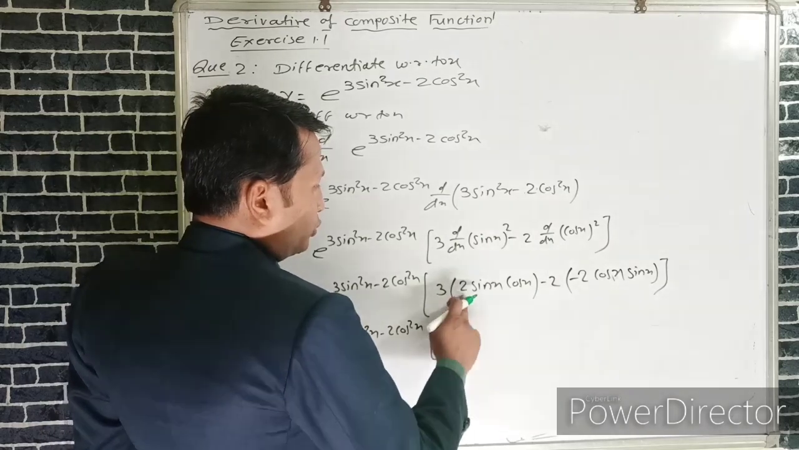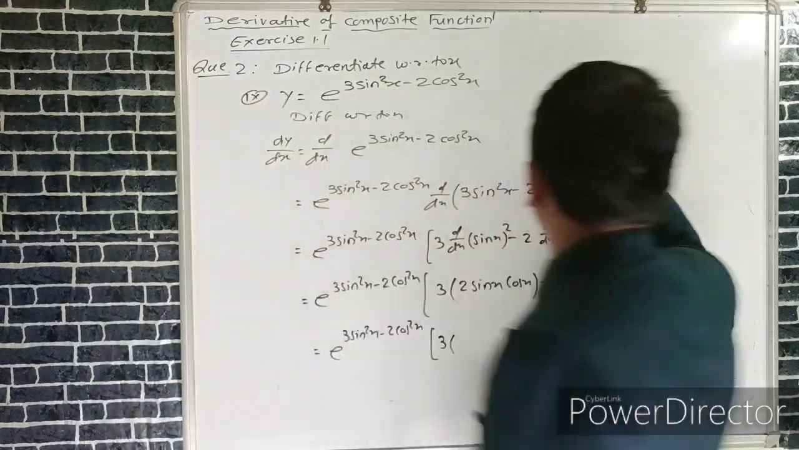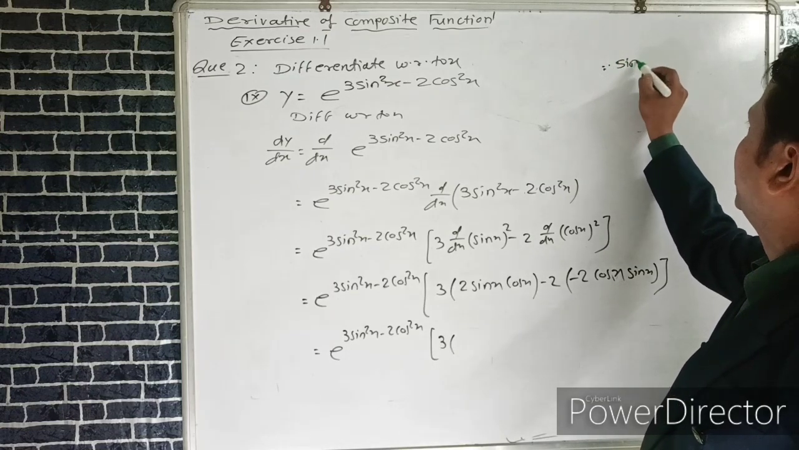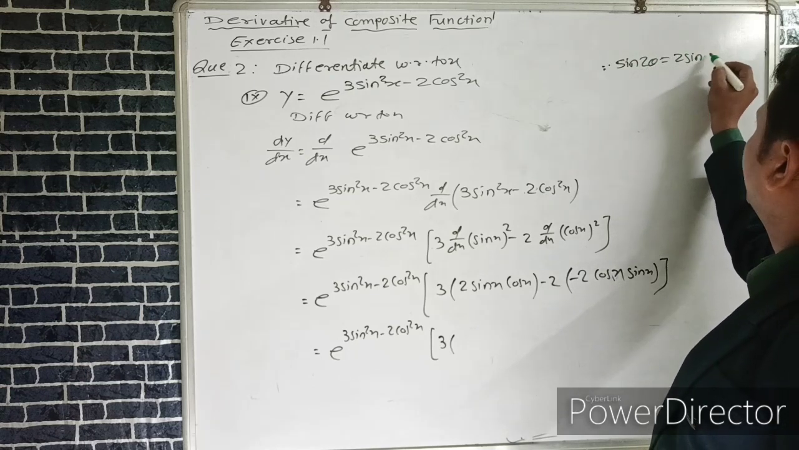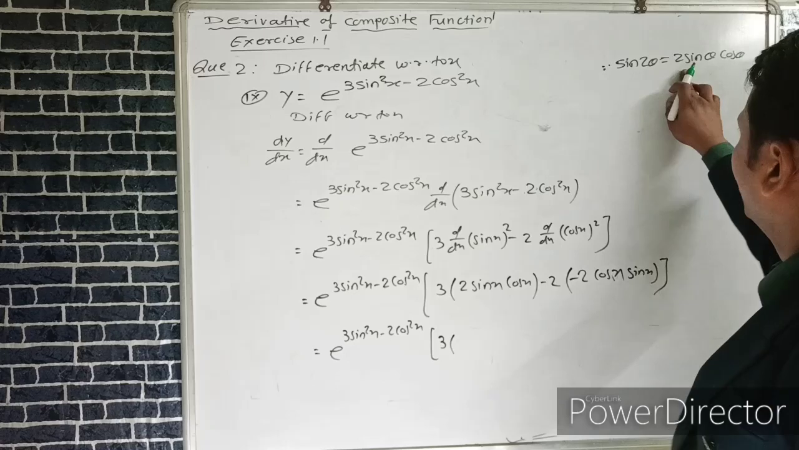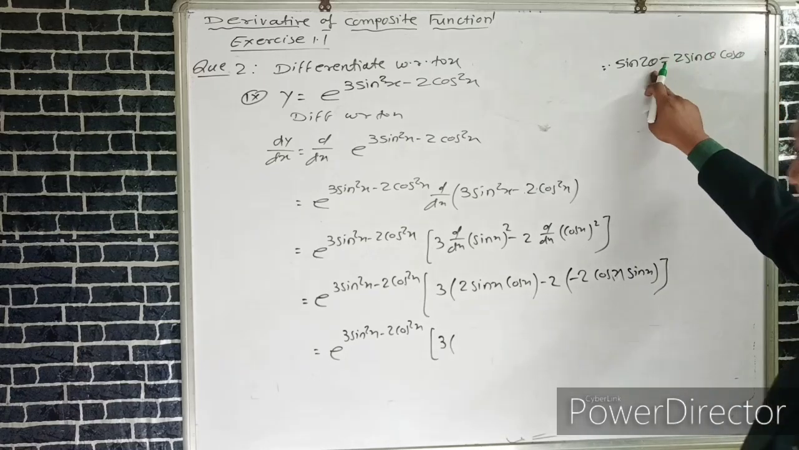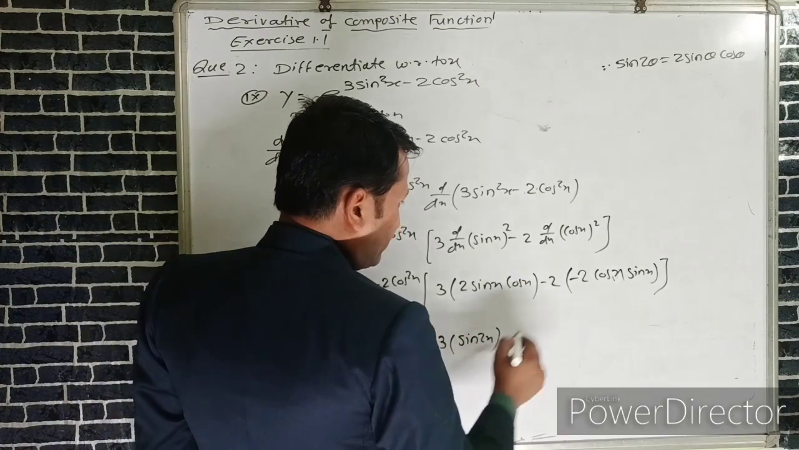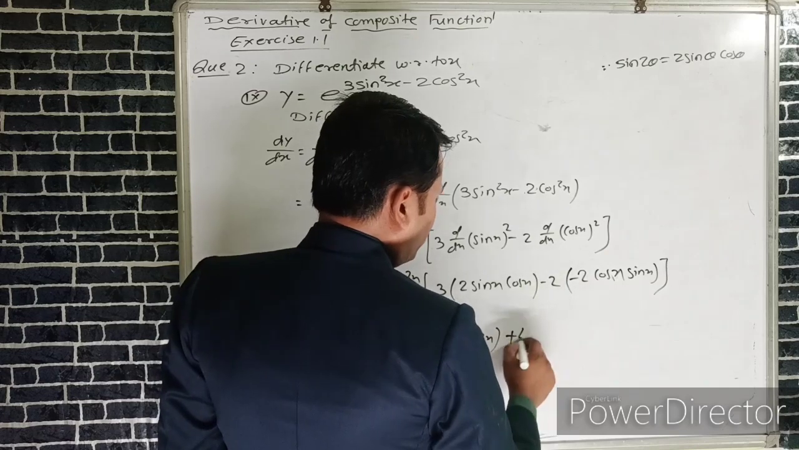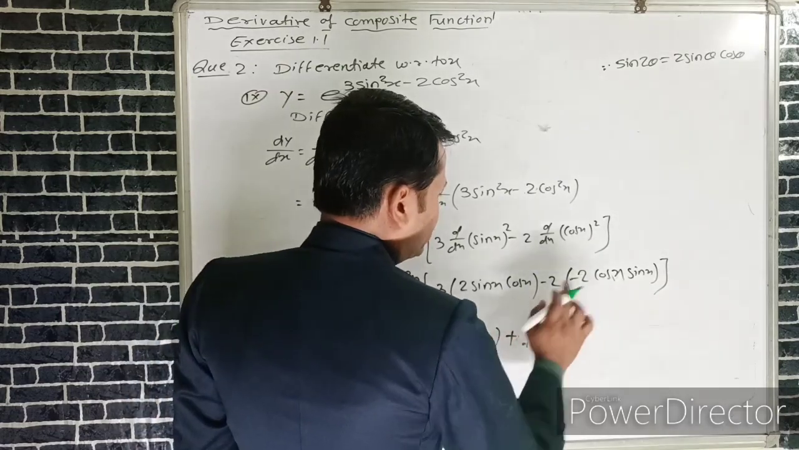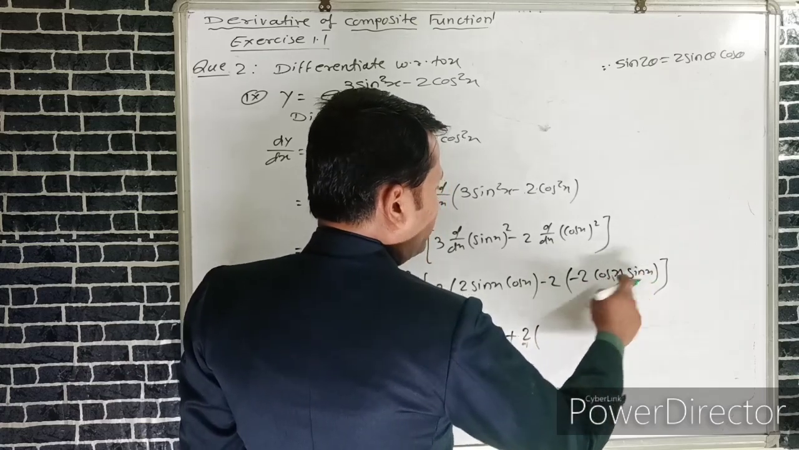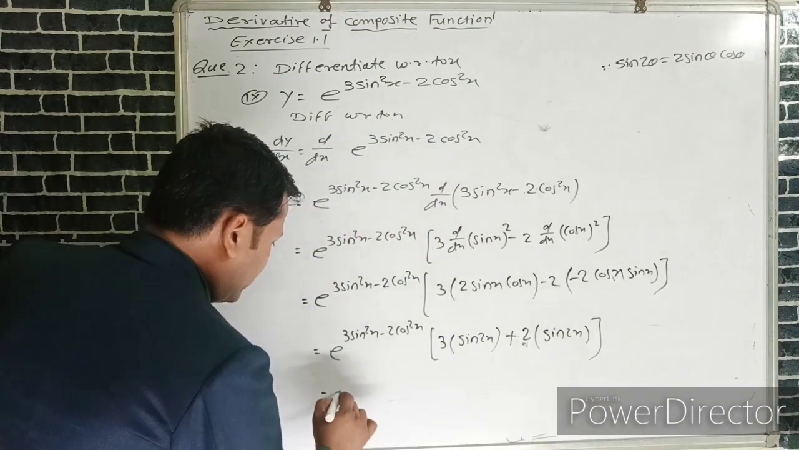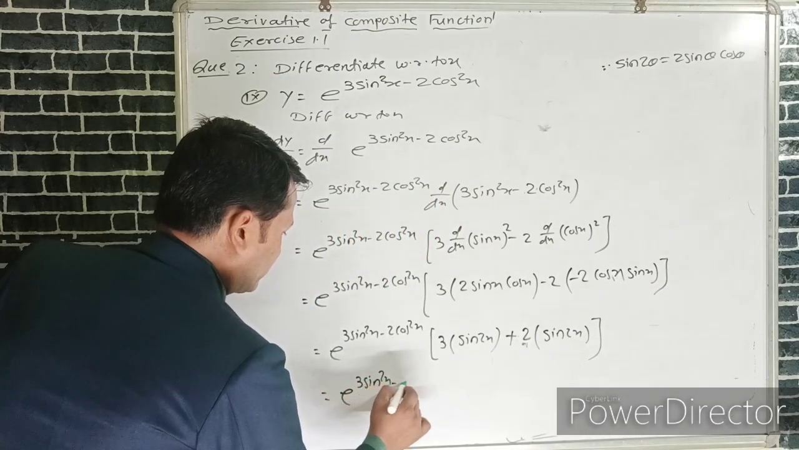3 into 2 sin x into cos x is in the form of sin 2x, because sin 2 theta is equal to 2 sin theta into cos theta. Hence we can write 2 sin theta into cos theta is sin 2 theta. Therefore 2 sin x into cos x is sin 2x, minus minus plus 2 into 2 sin x into cos x, again we can write sin 2x.